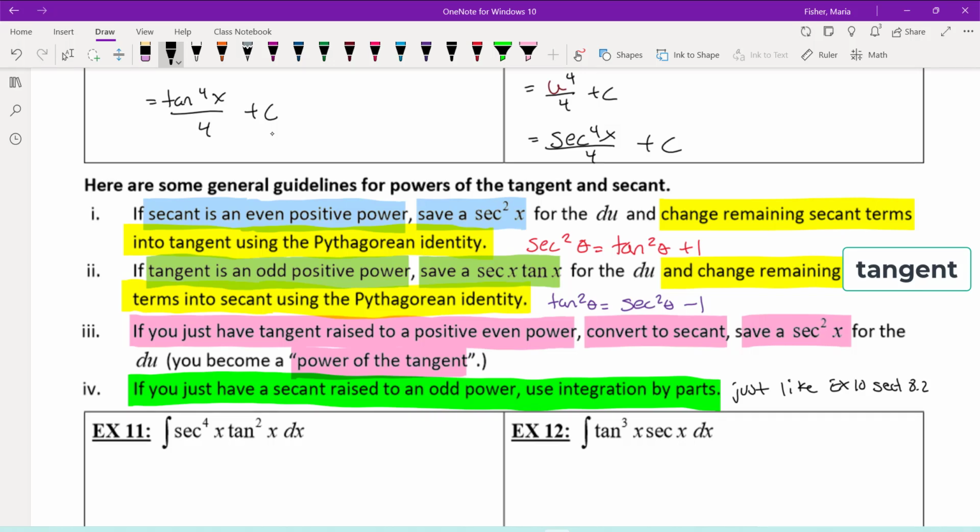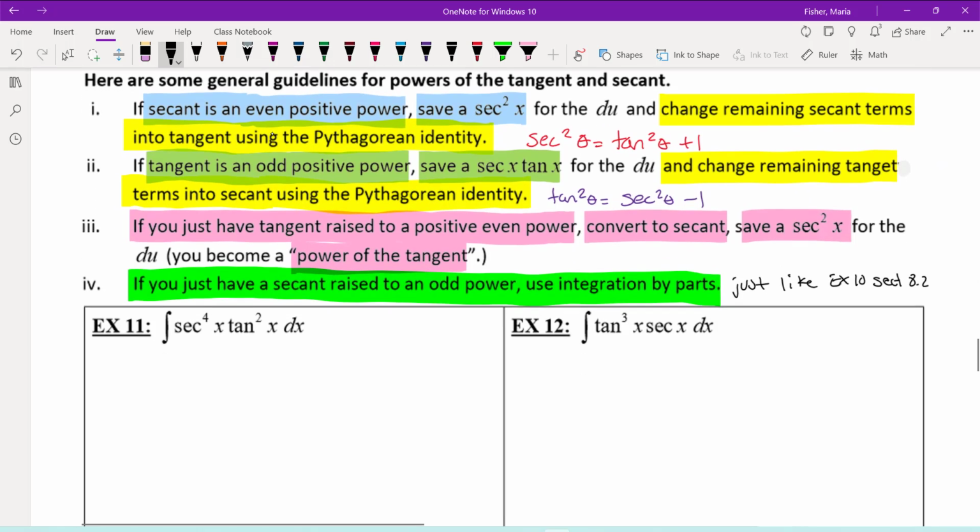Now these are guidelines, and the reason that they're guidelines is it's possible to have a problem where secant has an even positive power and tangent is odd and positive, so you get to choose which one you want to do. Or, like I said, what we're going to see in 14 and 15, none of this is going to work, and we're going to have to think outside the box a little to find our indefinite integral. Let's look at the first two using these guidelines.